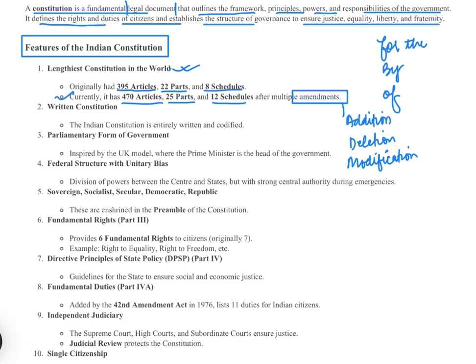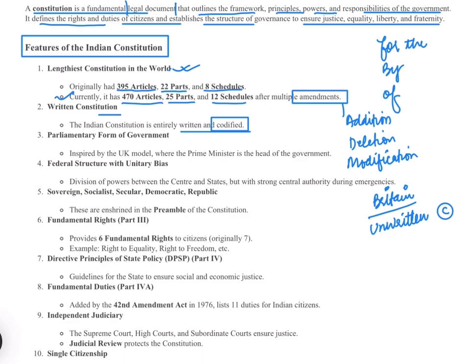Okay, next one is written constitution. Our Indian constitution is a written constitution. The very famous example of an unwritten constitution is that of Britain. In Britain, they have an unwritten constitution, and ours is a written constitution, written and codified also. Codified means the rules are well formulated and well set.